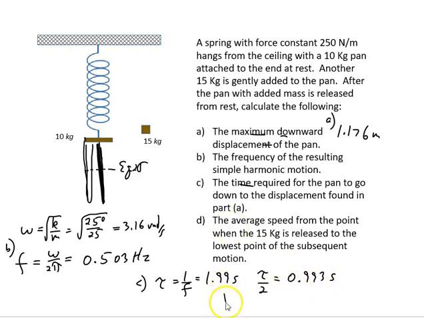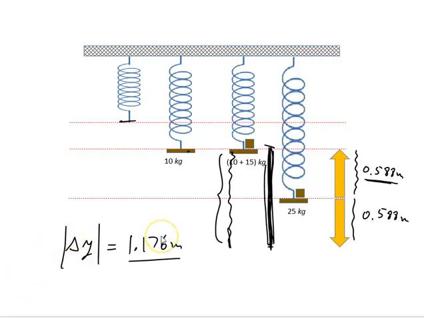And last but not least, D is to get the average speed as the distance that we found over the time that we found, and we would get the average speed to be 1.18 meters per second. So again, the key to vertical springs is to treat them like horizontal springs after you realize where the equilibrium position is located.